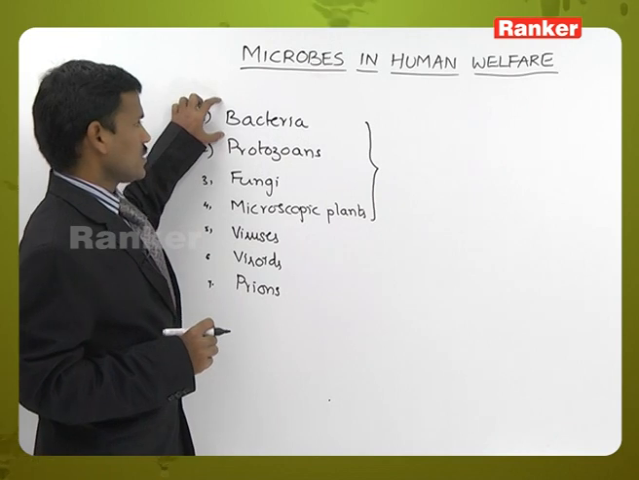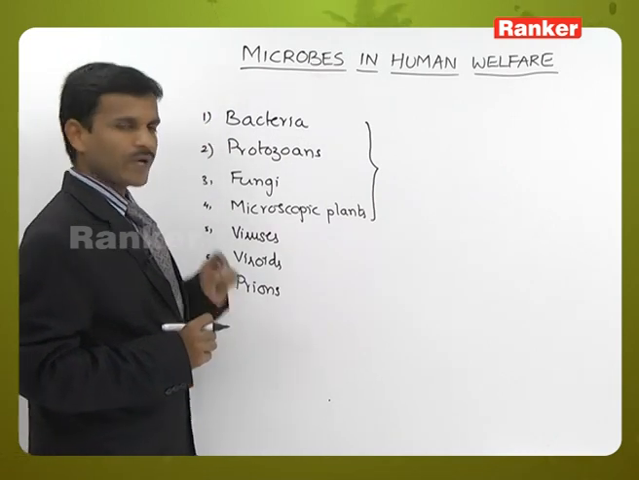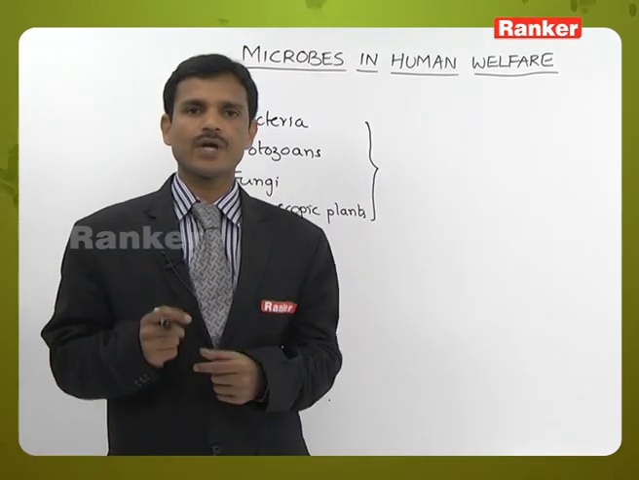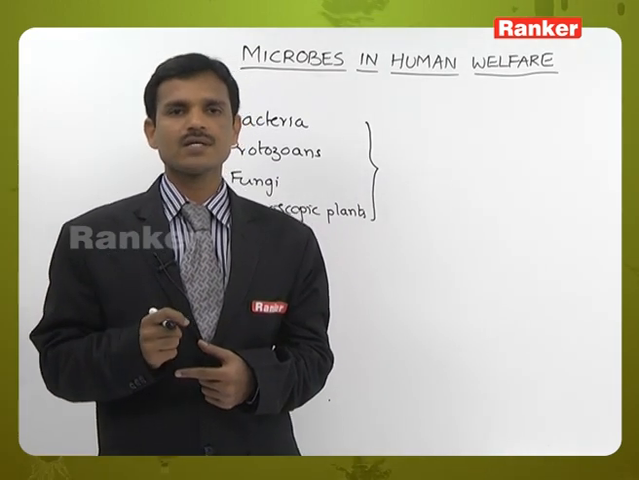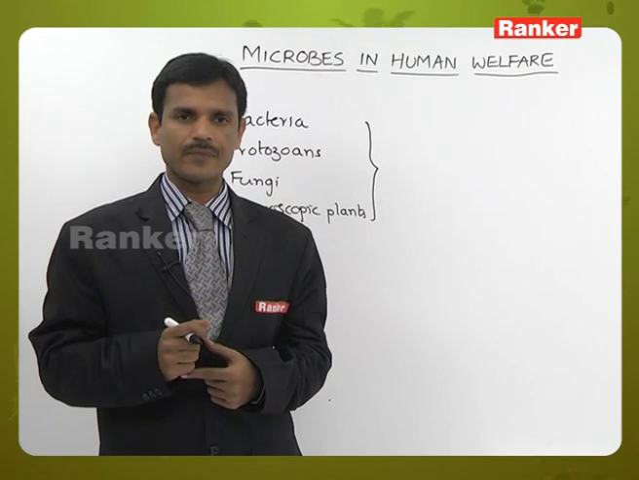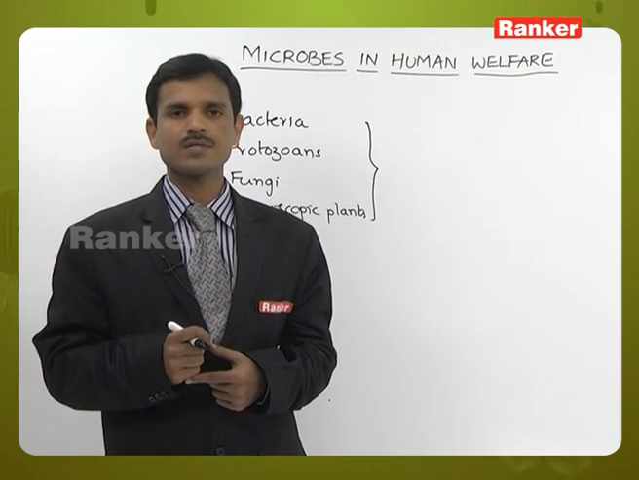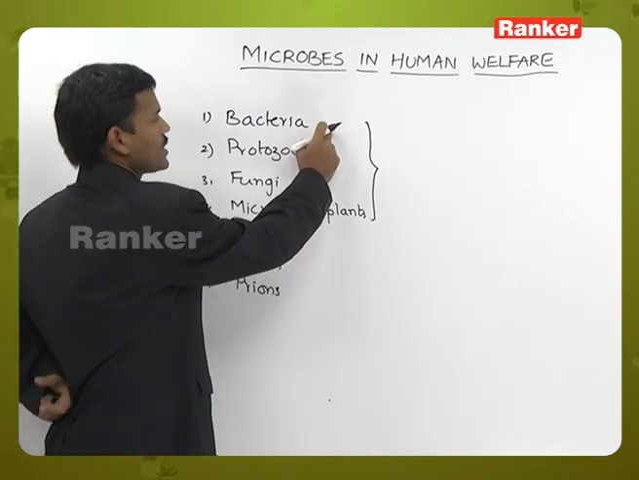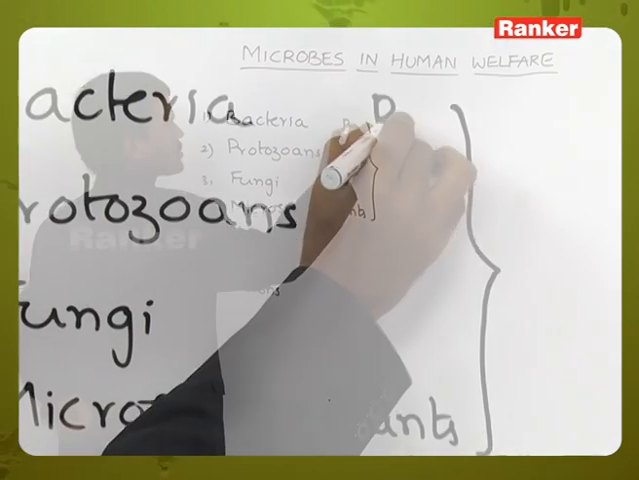Here bacteria are prokaryotes. You know prokaryotes. What is a prokaryote? In prokaryotes the nucleus does not have a nuclear membrane. So, these are the primitive organisms. In prokaryotes, the nuclear membrane is absent.